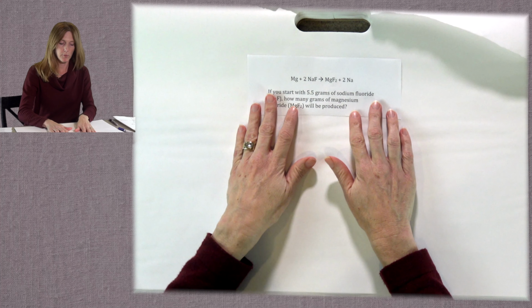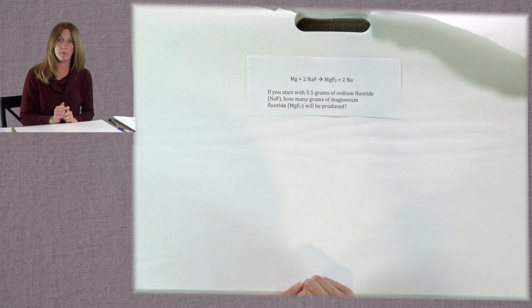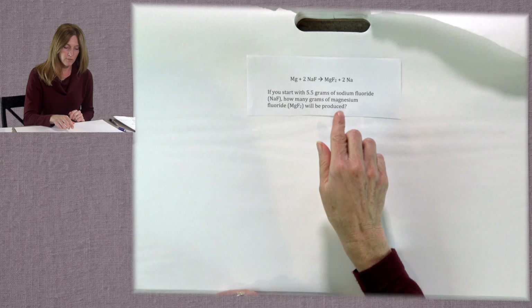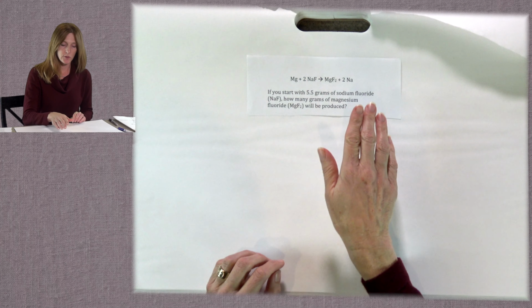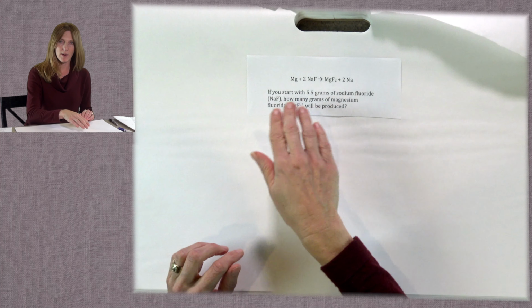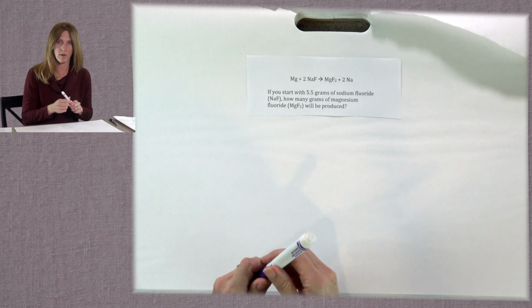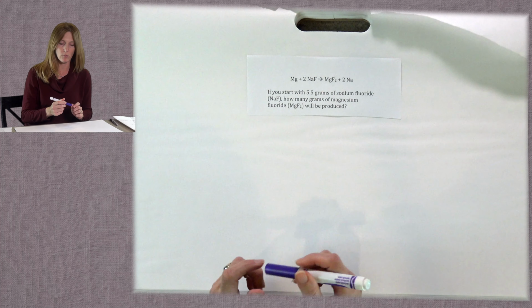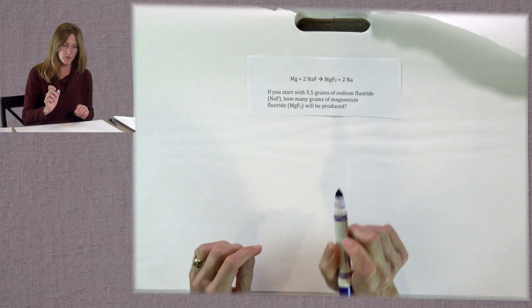Here is our sample problem. If you start with 5.5 grams of sodium fluoride, how many grams of magnesium fluoride will be produced? Now, the first thing I like to do with a stoichiometry problem like this is to make notes above my chemical equation so that I can keep track of what I'm trying to do and what information I've been given. So let's read the question again slowly.